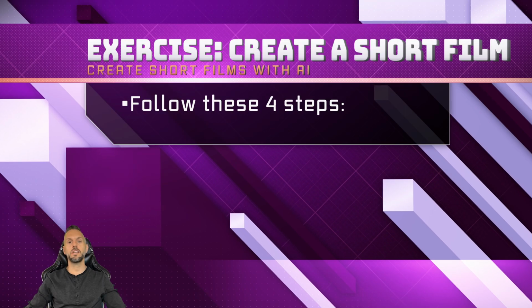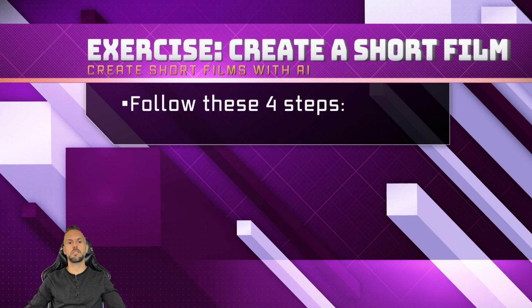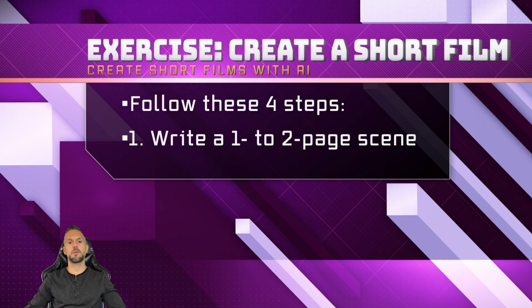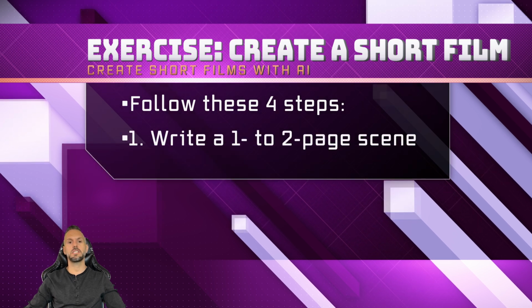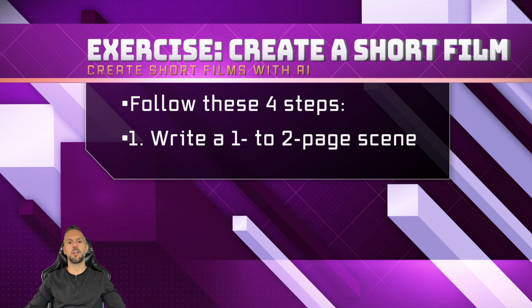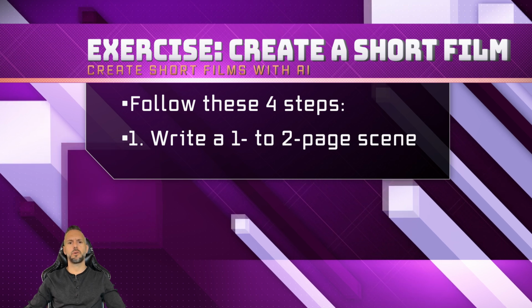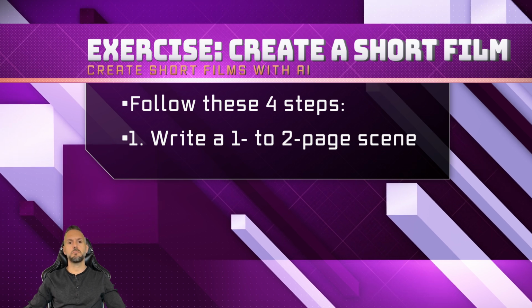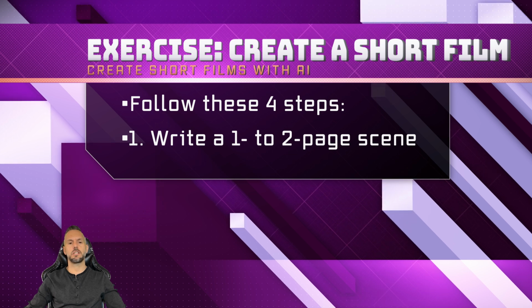Create a 1 to 2 minute short film using Saga. Step 1. In Saga's script tab, write or select a 1 to 2 page scene with strong visuals and dialogue. Maybe it's a dramatic breakup or a thrilling chase. Use the scene builder to add shot descriptions.